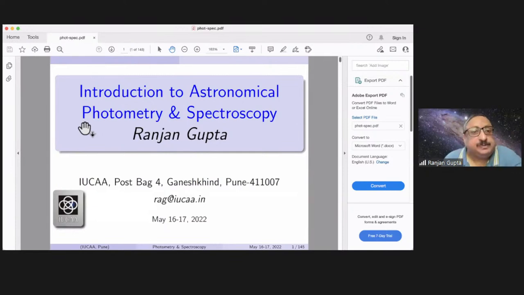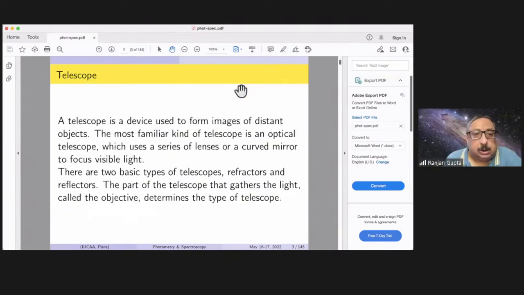Okay, so now the first thing is the telescope itself, which is actually a device which basically takes the distant images and gets you closer. But of course, that is a school level talk.